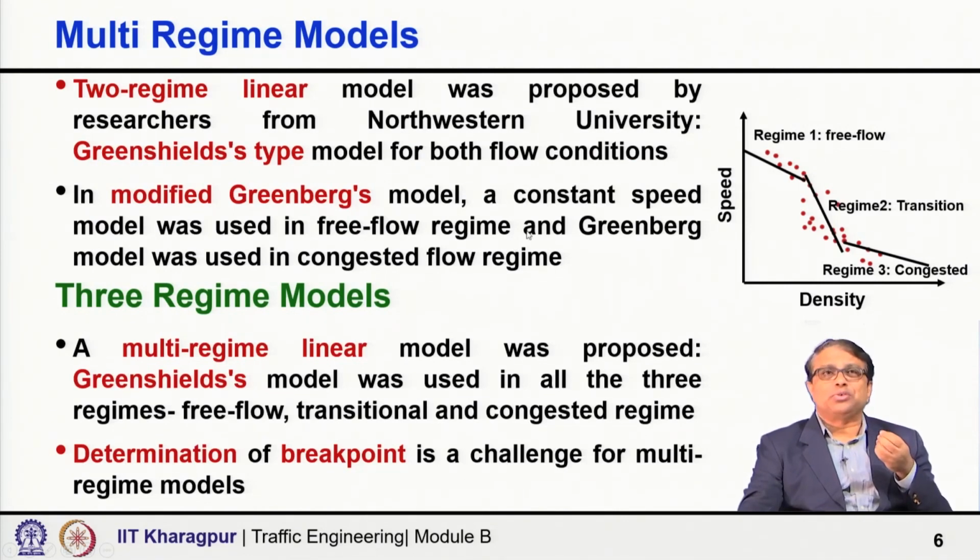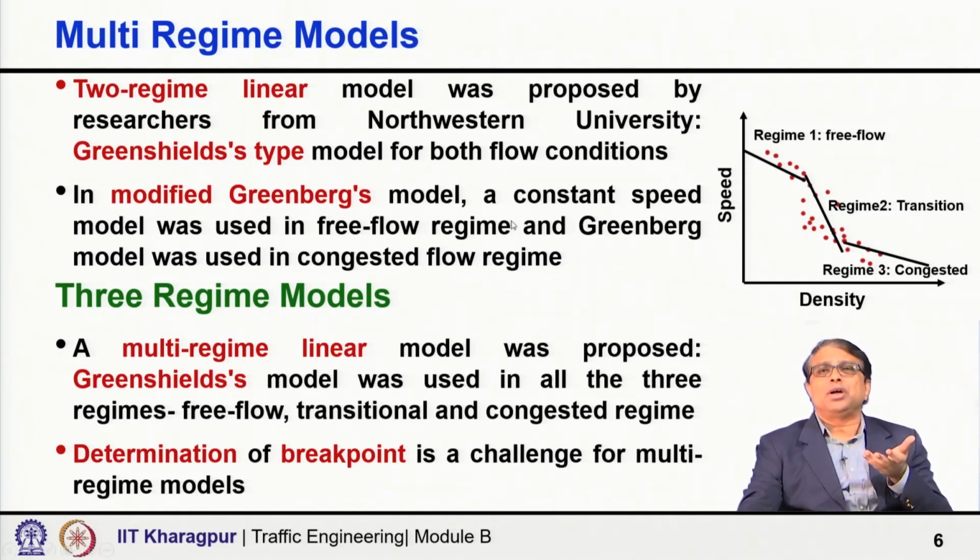Two regime model was also proposed by researchers from Northwestern University, and they used Greenshield's type model, but two different equations, not the same equation for the entire range. Two different equations, but both are Greenshield types model. So, two linear models for two ranges: one is the steady state flow, the other is the forced flow or congested flow regime.